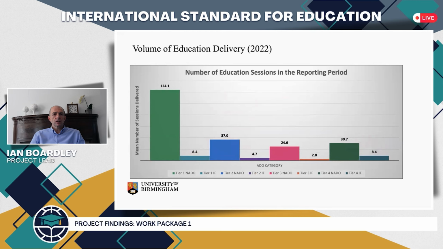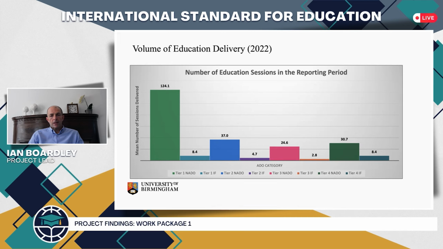If we move on to look at other indicators of the volume of education delivery, we look at the actual number of sessions in the reporting period, that's the year leading up to the completion of the CCQ for each organisation. There are a couple of things that are quite clear. One, more education sessions are delivered by NADOs than by IFs. Consistently across Tier 1, 2, 3 and 4, we're seeing that difference, a significant number of sessions.